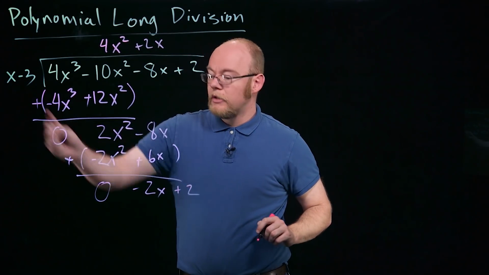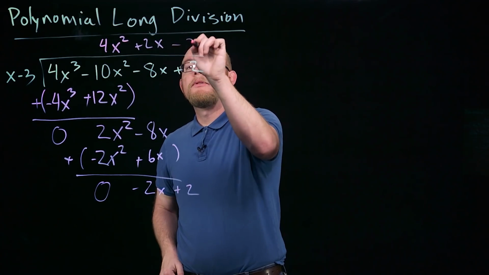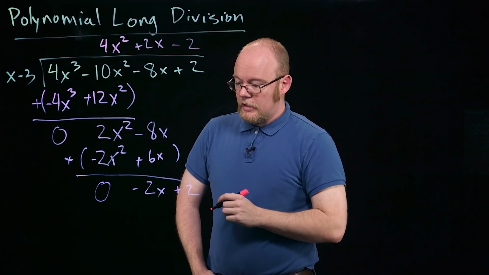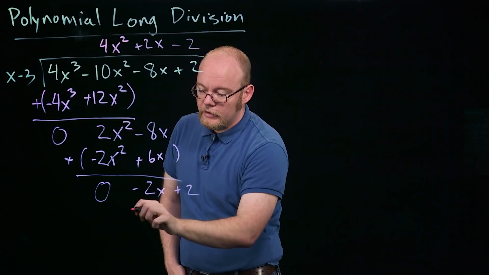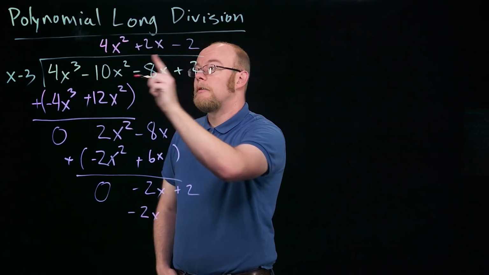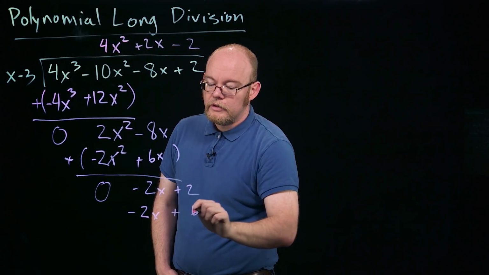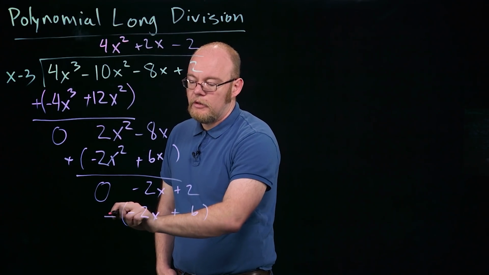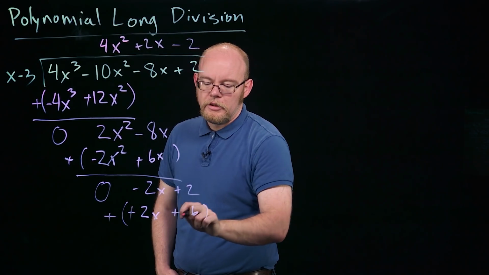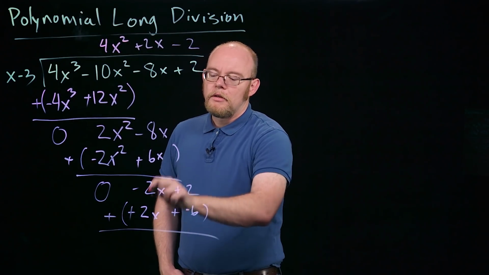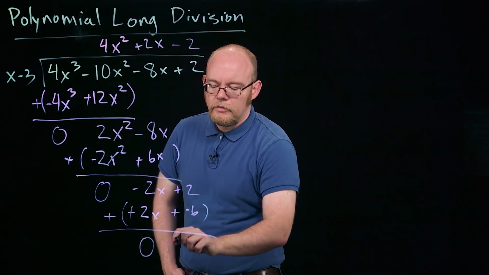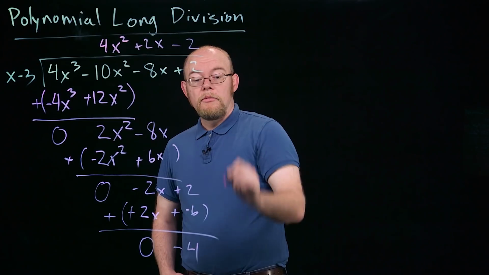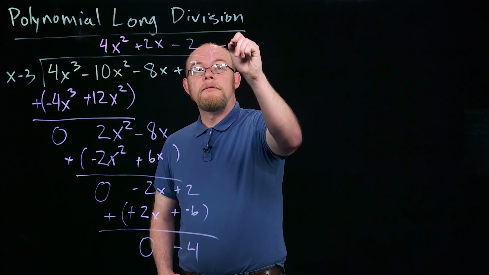Put that in parentheses, subtract it. Now I distribute the negative, so I get plus minus plus. So then I have 2x squared minus 2x squared is 0, and minus 8x plus 6x is minus 2x. Again, we drop down the 2. How many times does x go into negative 2x? That's negative 2 times. So negative 2 times x is negative 2x, and negative 2 times negative 3 is plus 6. Put parentheses around that, subtract it, and then we distribute. So negative becomes a positive, positive becomes a negative. Cancels, minus 4. And since there's nothing more to drop, this is remainder negative 4.